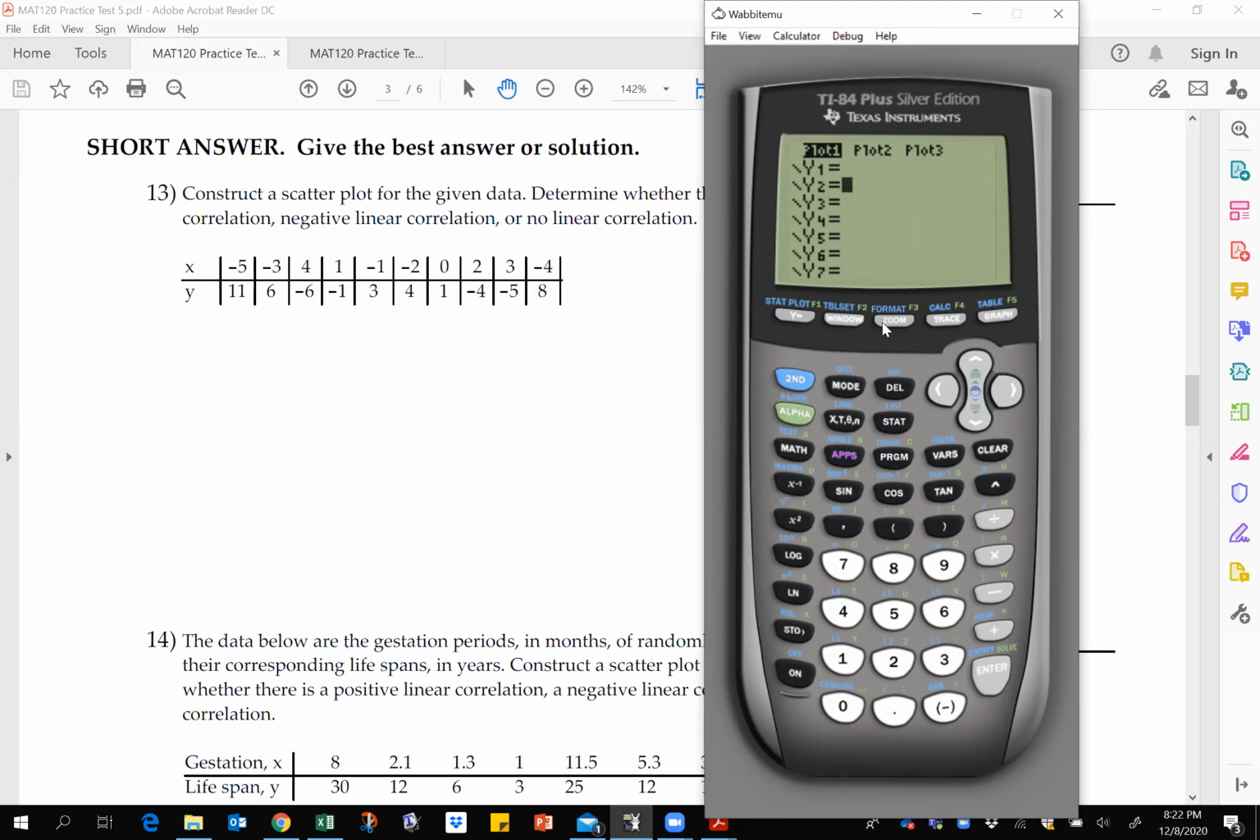Oftentimes too, I'm kind of lucky here that these data values show up when I just hit the graph button. Depending upon your scale or the numbers, what I always recommend for students is to do a zoom stat. Anytime you do a scatter plot, if you do a zoom stat, the calculator will fit it in the nicest window possible so that all of your data points show up.